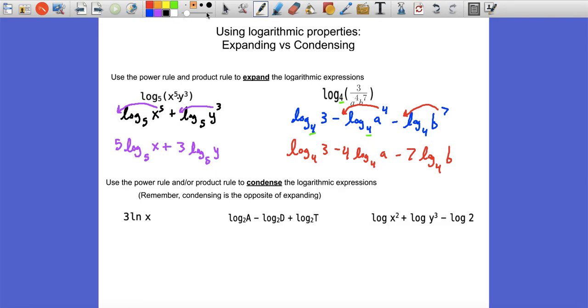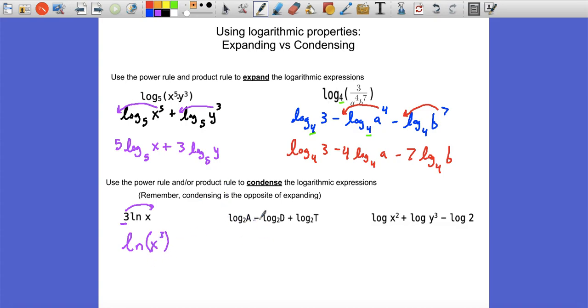So I don't have multiple terms, so I can't condense using the product rule, but I can condense using the power rule. This coefficient can come back up here and just make it natural log of x cubed. And I'm done. Natural log of x cubed. And I could write it with parentheses or not. It's the same thing either way. Natural log of x cubed.